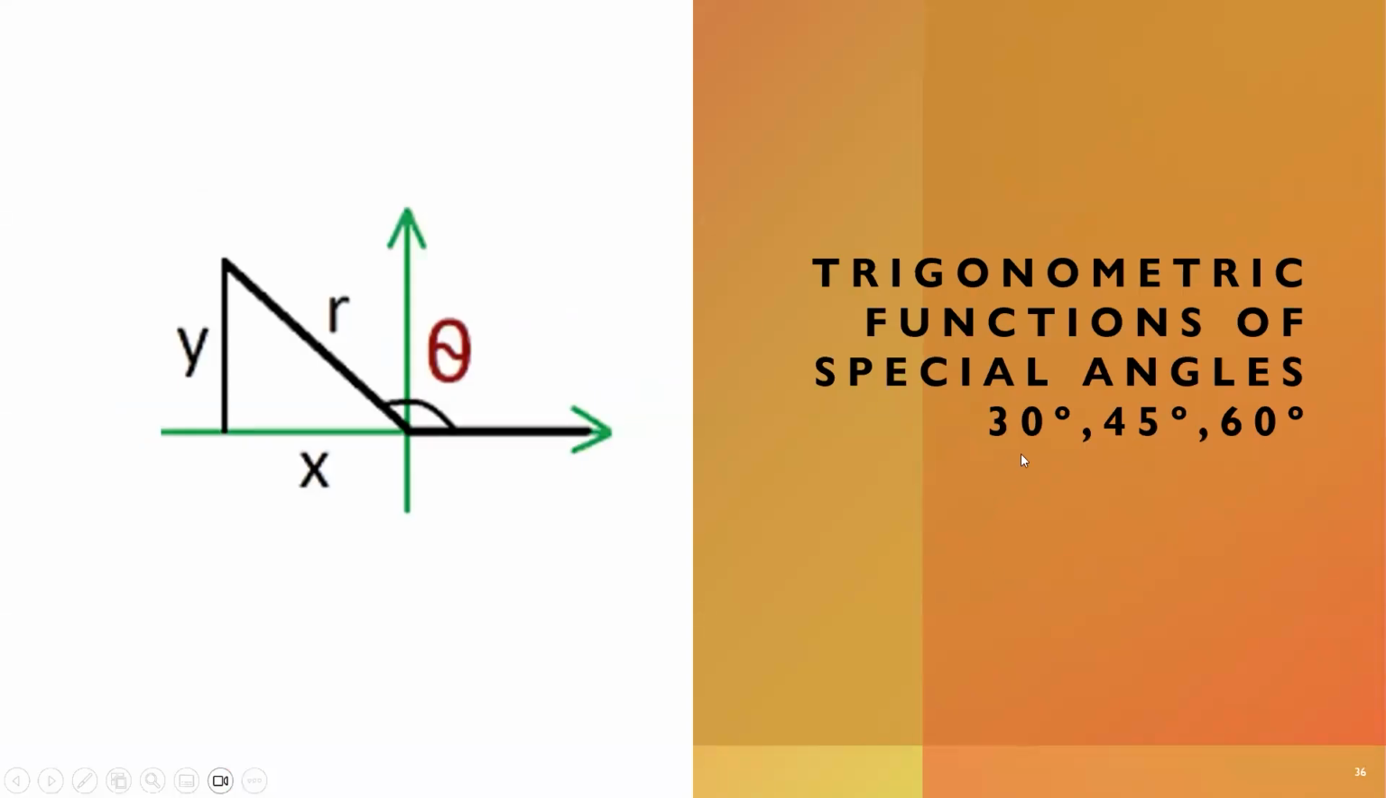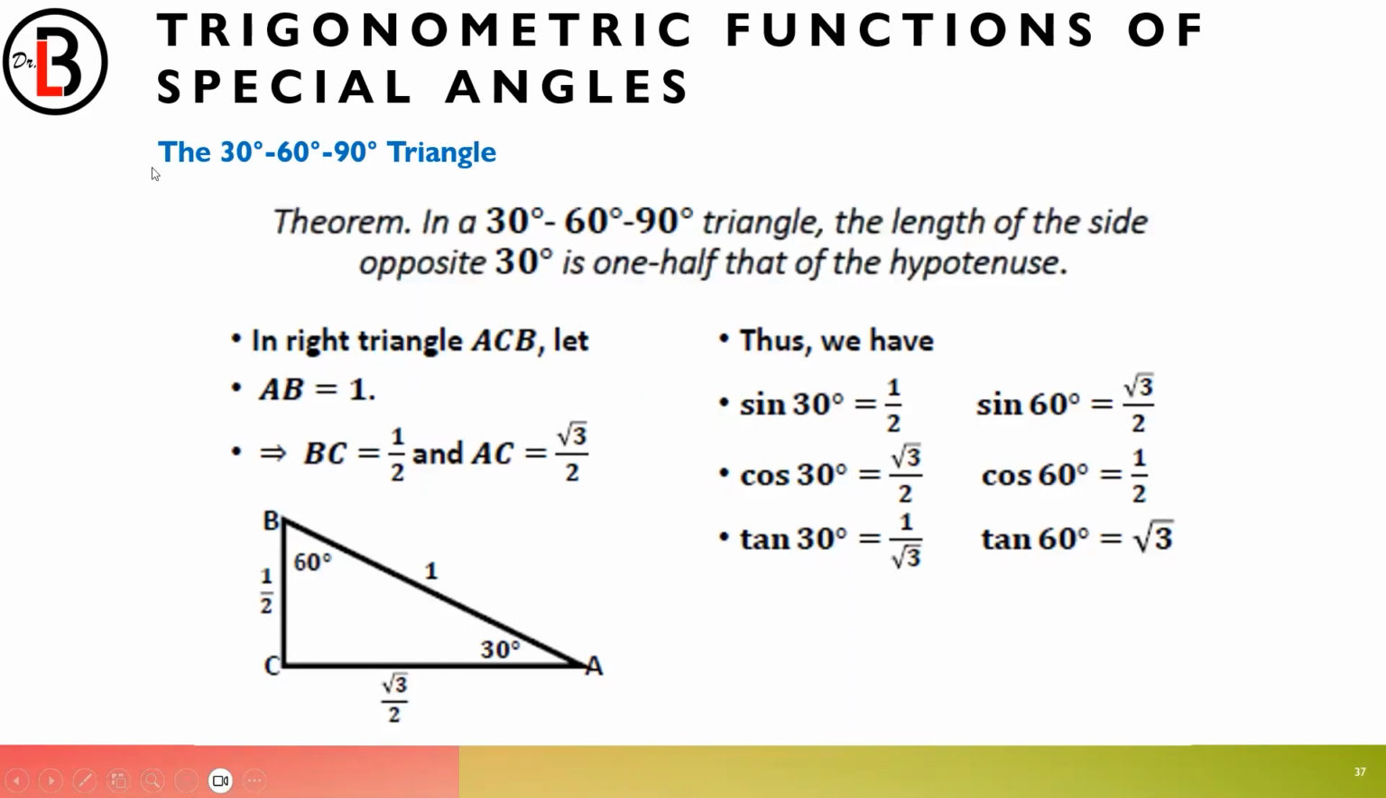But now I'll be teaching you the trigonometric functions of the special angles. So when we say special angles, they are the 30, 45, 60, and their multiples. So let's go to the 30, 60, 90 triangle. So theorem, in a 30, 60, 90 triangle, the length of the side opposite 30 is 1/2 that of the hypotenuse. So sometimes it may be drawn like this because usually the reason why the hypotenuse is set to 1 is because of the purpose of drawing it in a unit circle.